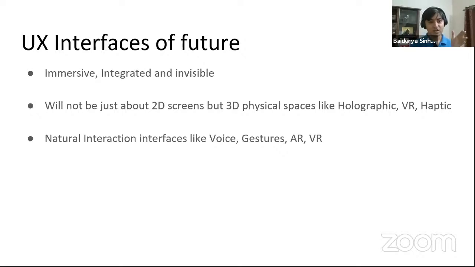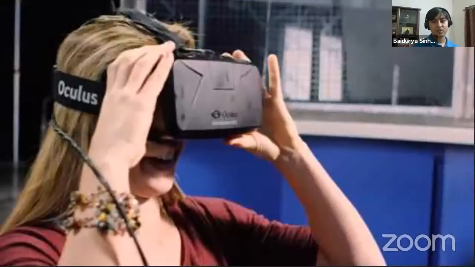And it will not be only about 2D screens, which we currently design for, but also 3D physical spaces, holographic, VR and haptic. And natural interactions will come into the picture, like voice, gestures, AR and VR. So let's look at some of the examples.